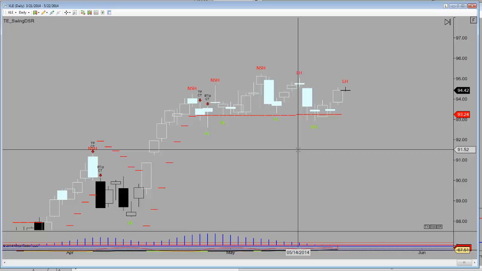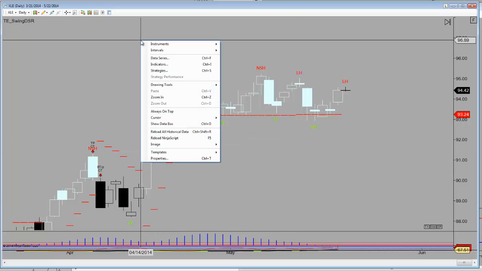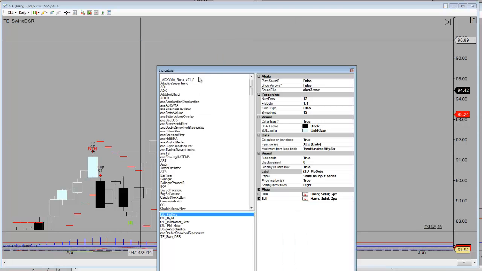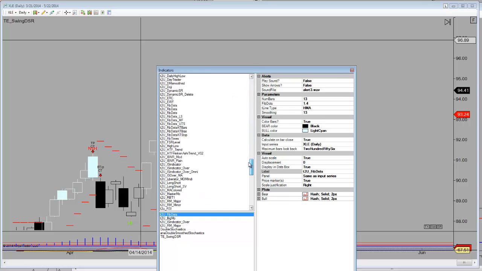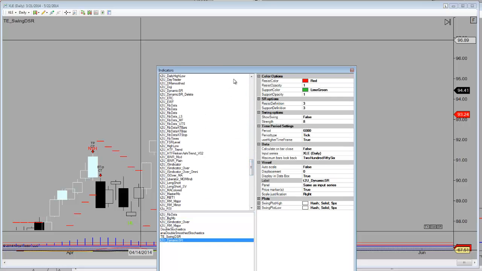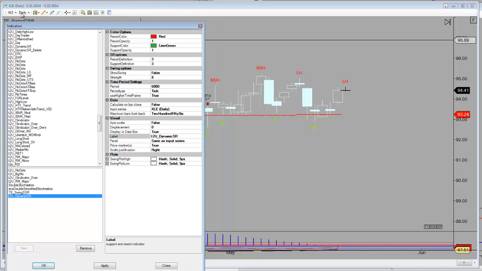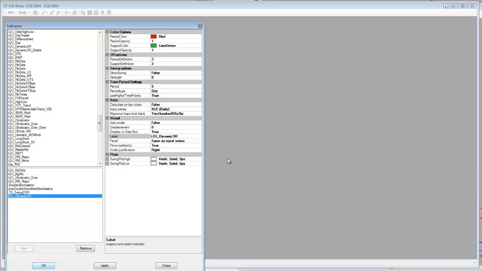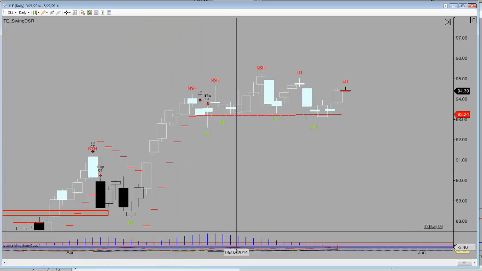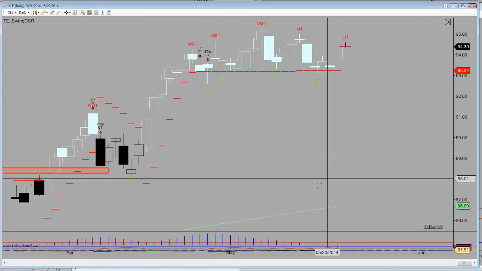Now if I wanted to apply my DSR levels to this chart, right-click, left-click indicators, scroll down to your T2U dynamic SR right there. Now if I'm on a one-day chart, I left-click here, period type now becomes day. And then I'm going to set this to a 5-day, so basically I'm applying the weekly DSR levels to a daily bar chart. So show me my weekly support and resistance zones for the daily bar.